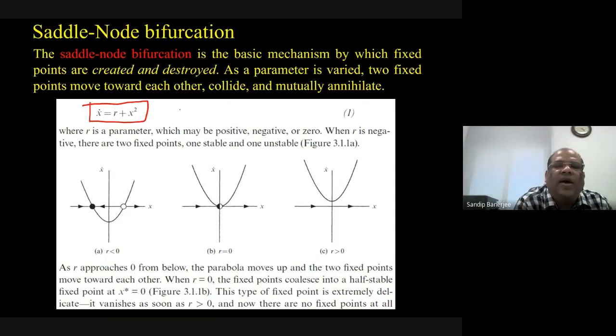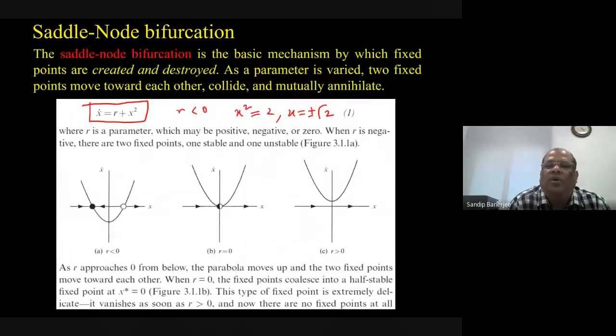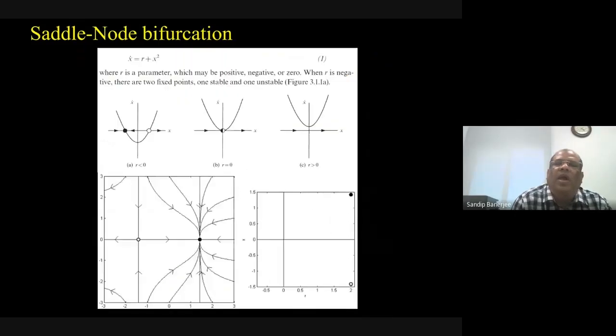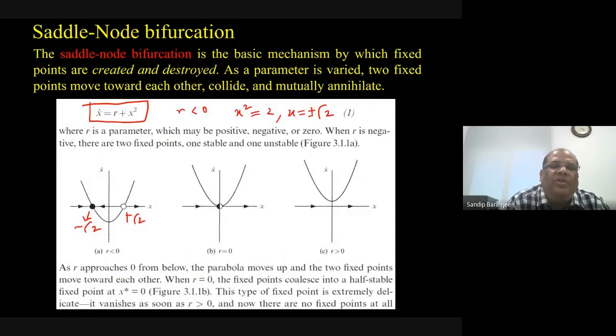You can see if I put r less than 0, any value, I will get x square. I put r equal to minus 2, so I get x square equal to 2, and x equal to plus minus root 2. So I get two values, one is plus root 2, one is minus root 2. I can check the stability: at minus root 2, the point is stable. At plus root 2, the point is unstable. Now, as this r approaches 0, I generalize it.